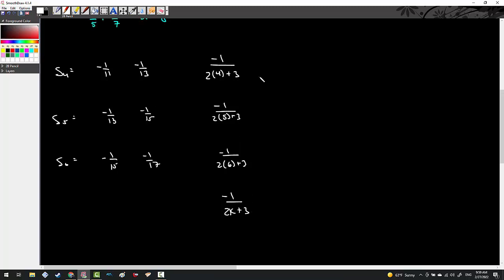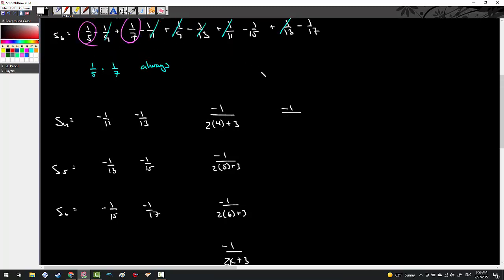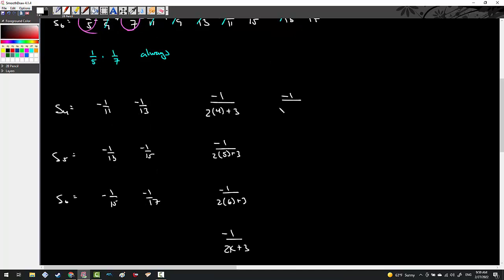And then the next one is going to be the same thing. So it's going to be negative 1 over, again, the slope seems to go up by 2 each time. So it's linear. So that looks like it's going to be 2 times 4. But this time I'm going to have to add 5 each time. And I feel like that's going to be the same for all of them. So that means negative 1 over 2k plus 5.